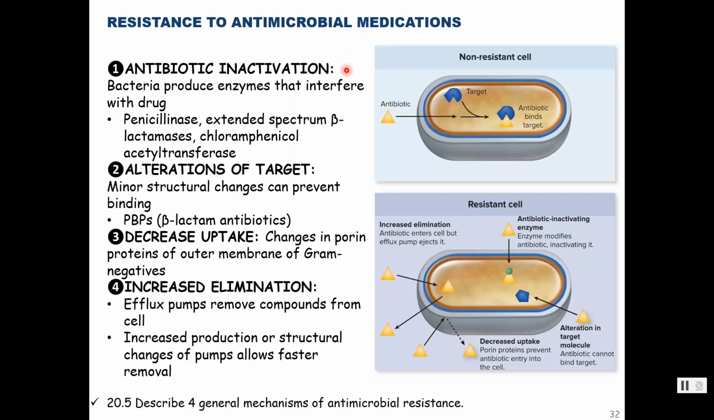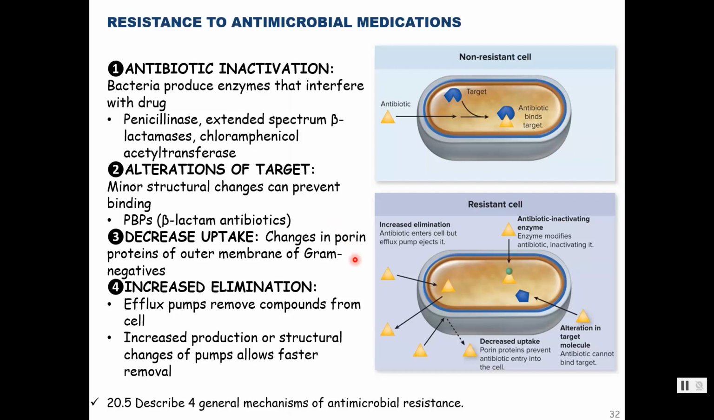We talked about this a little bit when we talked about the penicillins and the beta-lactams. Bacteria can produce enzymes that they secrete extracellularly that basically interfere with the drug. The only other one I didn't mention, chloramphenicol acetyltransferases, is just another example. Another thing that can happen is alteration of the target. Minor structural changes can prevent binding. The proteins that are doing the cross-linking can have just a slight difference, and then those beta-lactams can't bind to those penicillin-binding proteins.